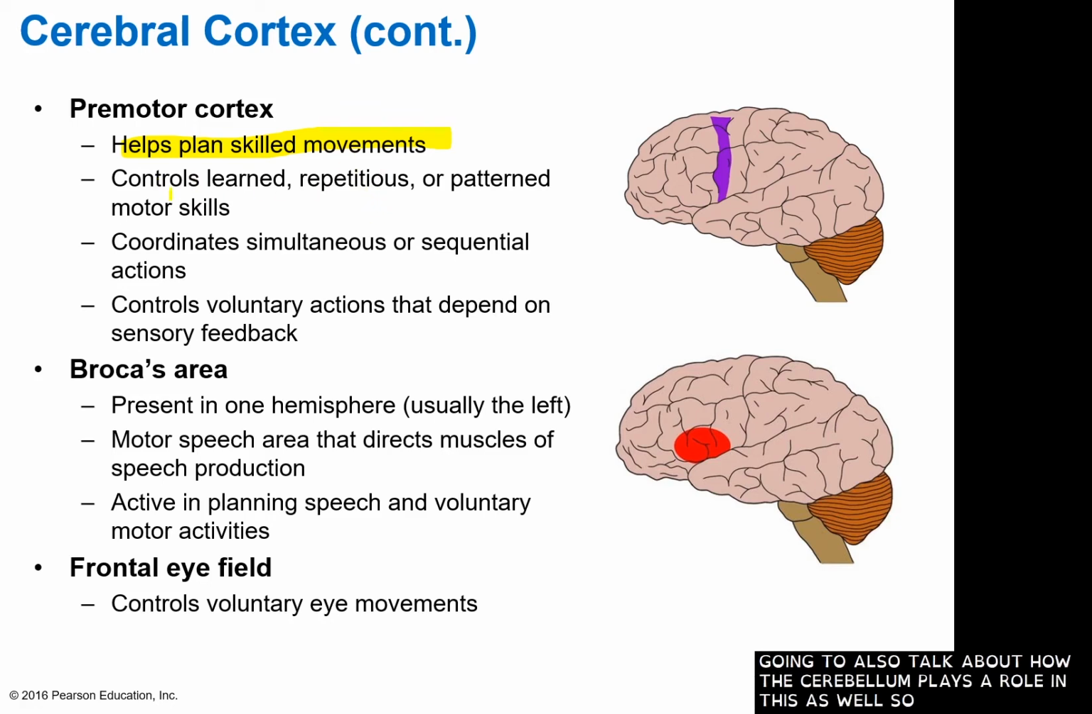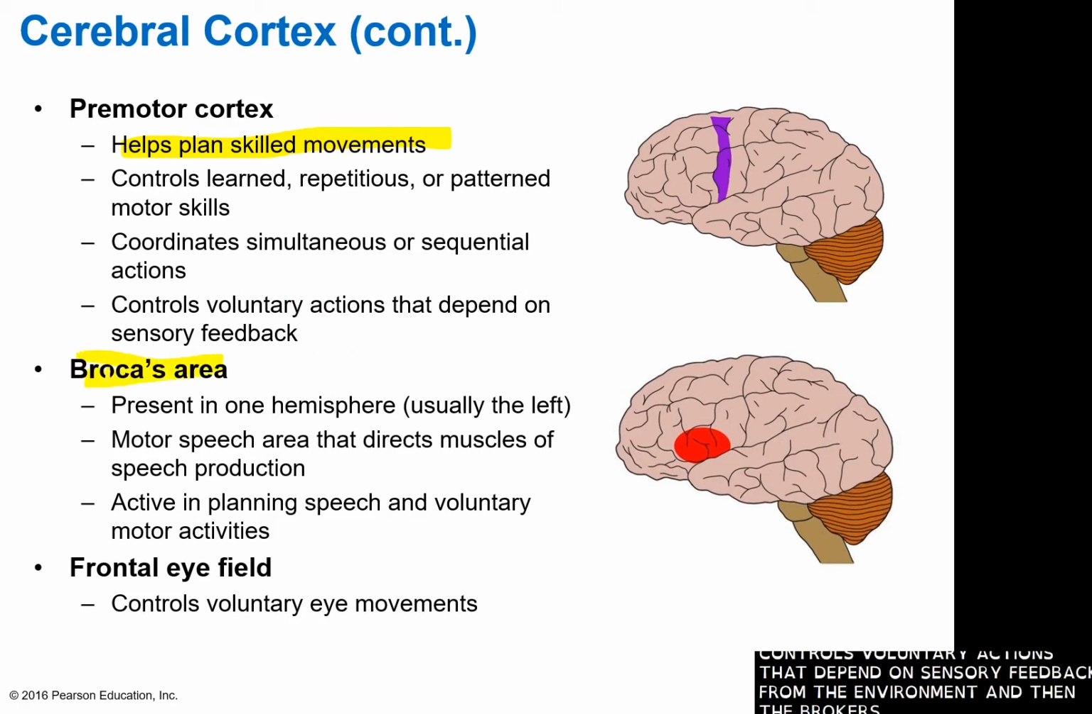So here, this premotor cortex controls learned, repetitious, or patterned motor skills. It coordinates simultaneous or sequential actions as well, things like walking and whatnot. They become reflex arcs which keep firing, so you don't really have to think about doing it. So this controls voluntary actions that depend on sensory feedback from the environment.